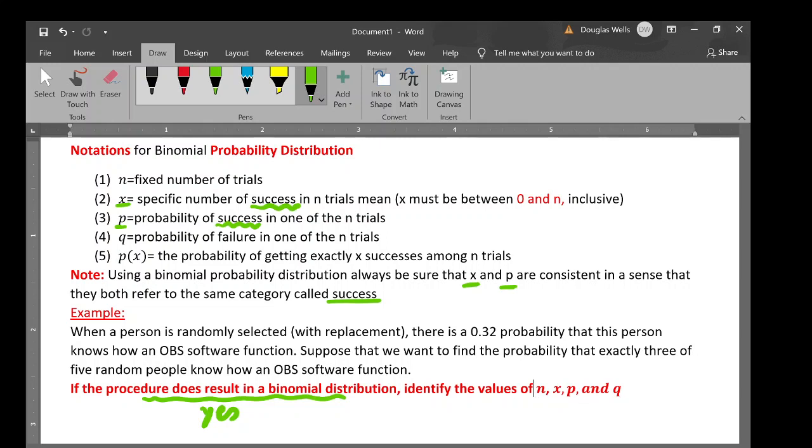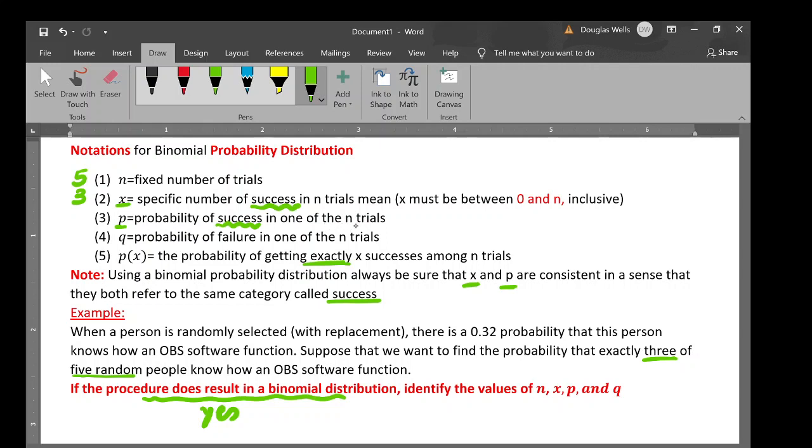So n, the number of trials, we already have it. Do you guys agree? 5 random people, so the fixed number of trials is 5. Next one, X, the specific number of successes in n trials. That means from these n trials, how many successes do you want? Exactly 3. Is that correct? Notice here, exactly 3. So your X is 3.